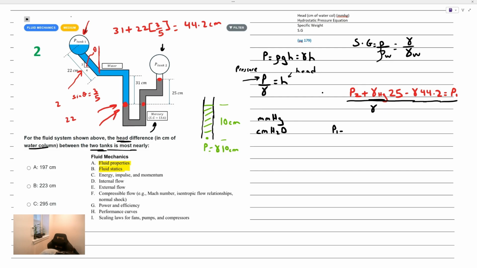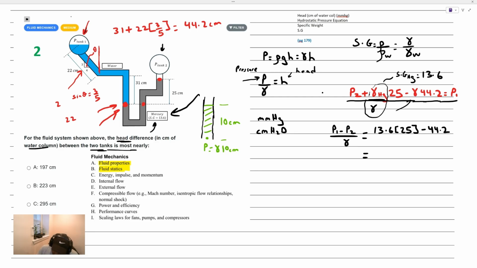What we'd have is P1 minus P2 divided by gamma, which looks like a head term. That is going to be equal to this ratio over here, the specific gravity of mercury, which is 13.6. You can see it's given in the diagram right here. 13.6 multiplied by 25, that's the height, minus, and what is the specific gravity of water? It's going to be equal to 1, right? You take this and divide it by itself. You're going to get 1, so that's subtract 44.2.